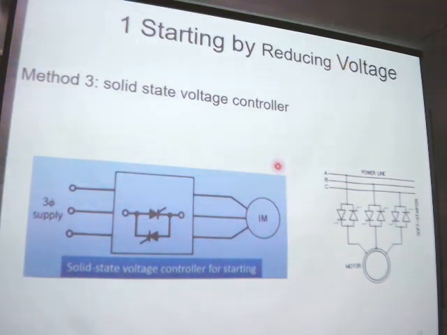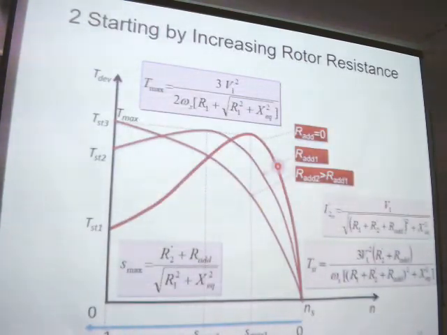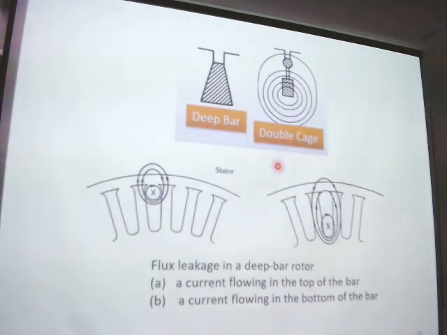We have another method, by designing the motor with a special method. You can also see this in the textbook. We call it the deep bar, and this one the double cage. So these are the two methods.